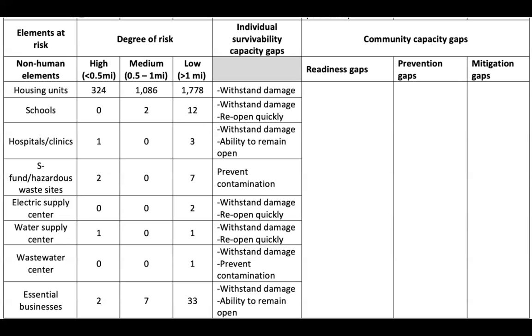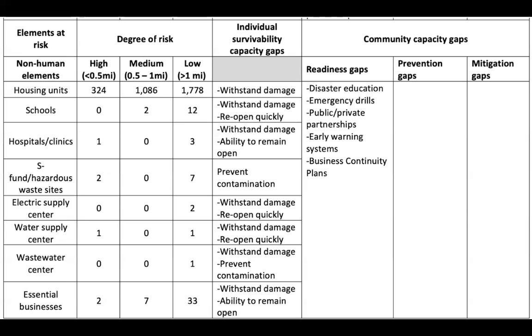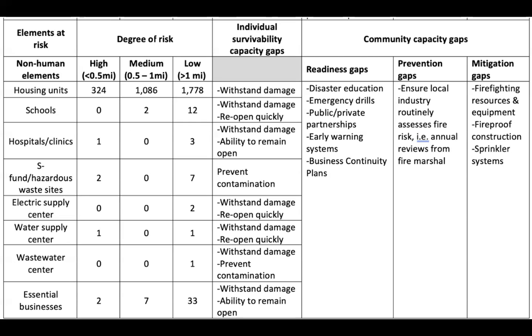Moving on to community capacity gaps, for readiness related to our non-human elements, we have disaster education, emergency drills, public/private partnerships, early warning systems, and business continuity plans. Prevention for non-human elements is the same thing as it was for human elements. Ensure local industries routinely assess fire risk to prevent damage to structures, because doing this can prevent disasters to both human and non-human elements. In mitigation for our non-human elements, we have firefighting resources and equipment, fireproof construction, and sprinkler systems.